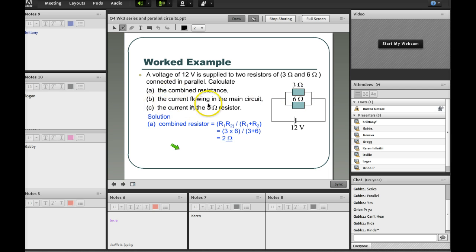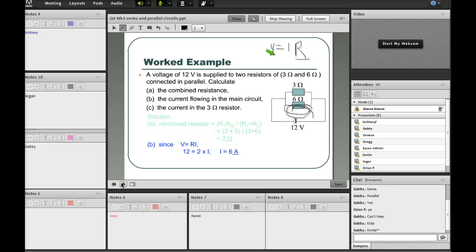All right. So what is the current flowing through the main circuit here? Again, remember V is equal to IR. If we want the current, we know that the resistance is 2. The voltage is 12. 12 divided by 2. What's 12 divided by 2? 6. Okay? So that's the total current through the whole thing.